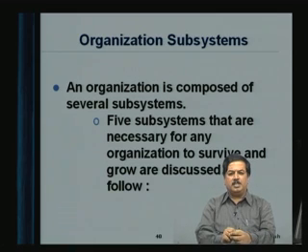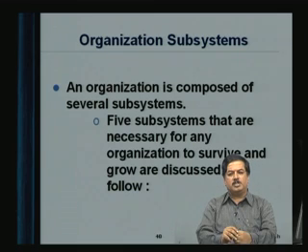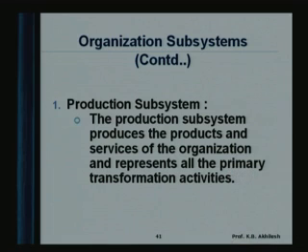So an organization is composed of several subsystems, and the five subsystems that are necessary for any organization to survive and grow are very, very relevant, and we can focus on those subsystems. One of the key subsystems is the production subsystem.